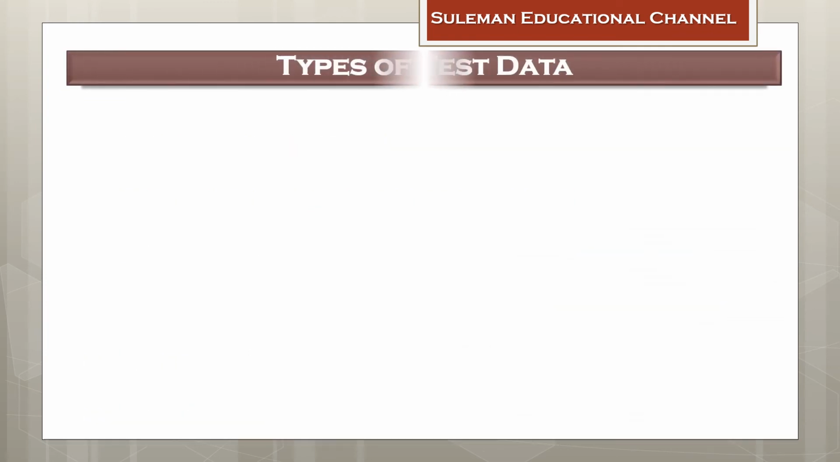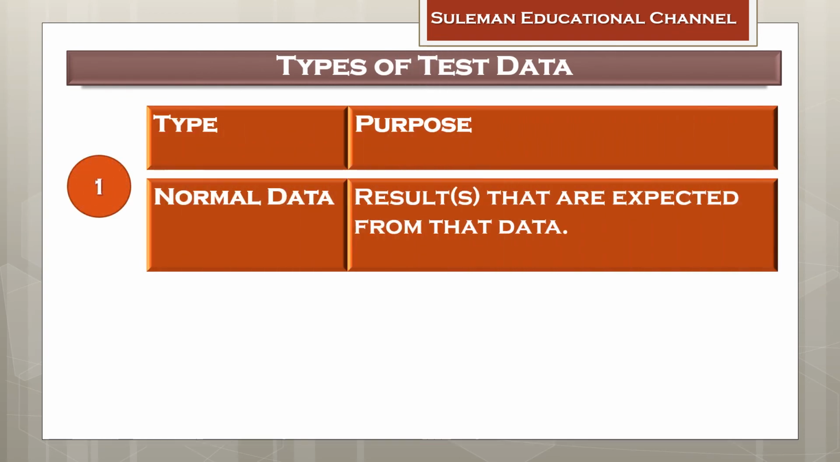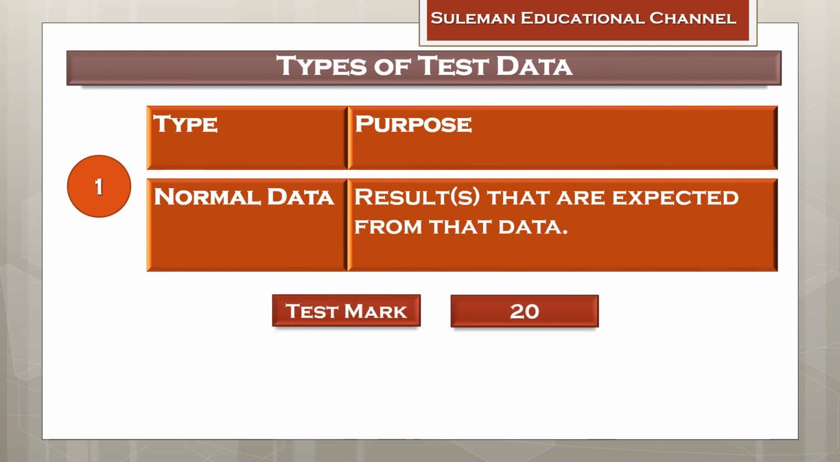Now in this part, we will discuss about the types of test data. The first type is the normal data. It is the data in which the result or output are expected. For explaining the test data, we are going to take the example of test mark. The test mark is of 20 marks. So the normal data are the numbers from 1 to 19.